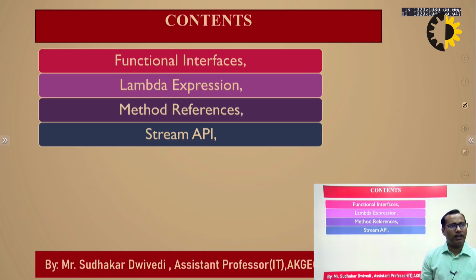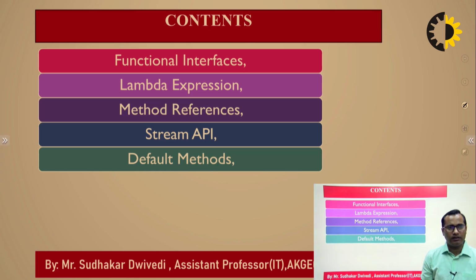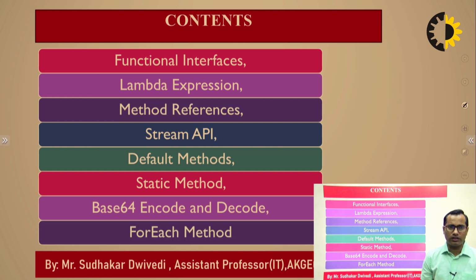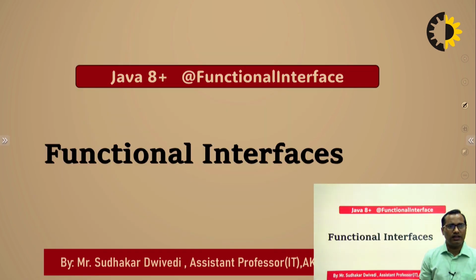So as we can see, in this series of the lectures, we will discuss the functional interface, Lambda expressions, method reference, what is the stream API, then default methods, static methods, base64 encode and decode, and forEach methods. But for today's lecture, we will stick to the functional interface. So what exactly the functional interface is, why we want to discuss it, and what is the advantage of using the functional interface, today we will discuss.